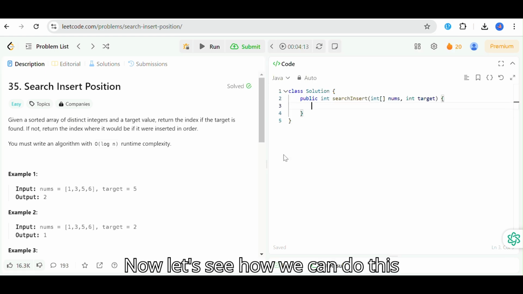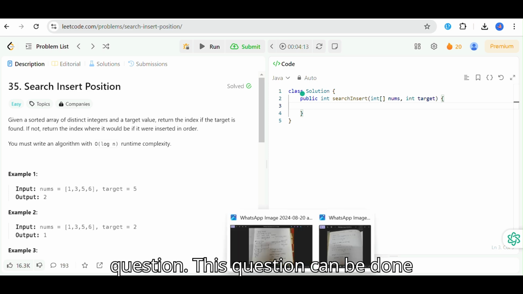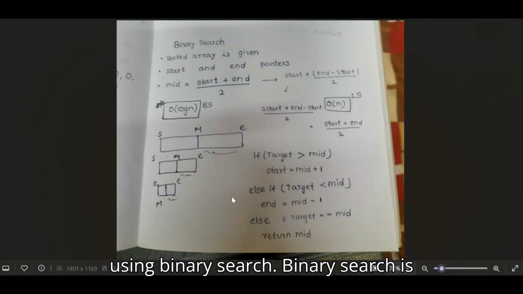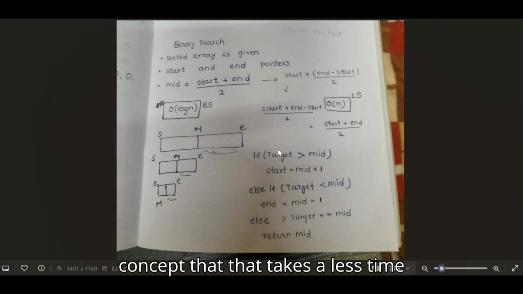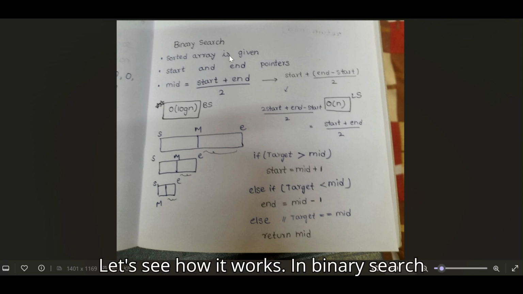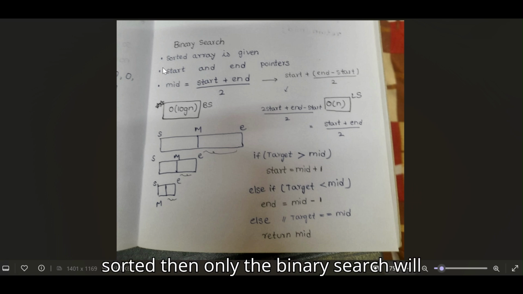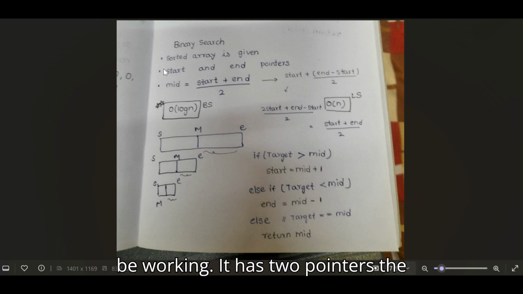Okay. Now let's see how we can do this question. This question can be done using binary search. Binary search is a concept that takes less time complexity compared to linear search. Let's see how it works. In binary search, the main thing is the array should be sorted. Then only the binary search will work.